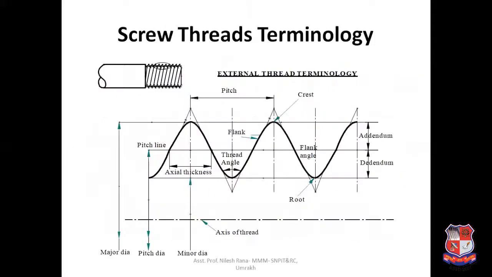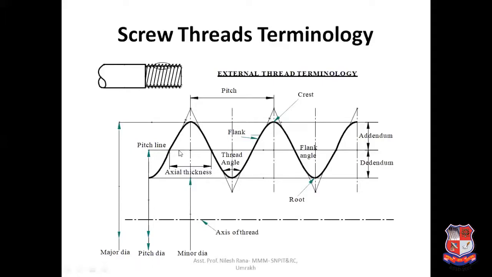This is the screw thread terminology, and this is for the external thread terminology, right? So here you can see the figure, and in this figure, this is the axis of thread first of all. This portion is your major diameter, meaning at the top of the crest, and this is called the minor diameter, that is for the root. And this is your pitch diameter from the pitch line distance. This surface is called the flank. This is the axial thickness.